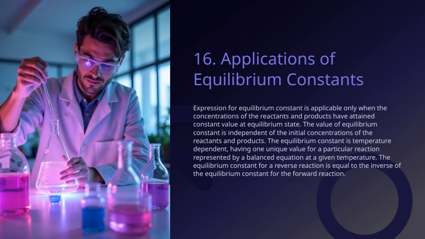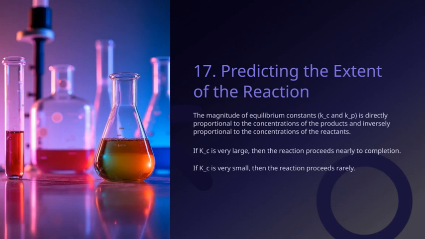And finally, if we look at the reverse of a reaction, the equilibrium constant for that reverse reaction is simply the inverse of the forward reaction's constant. This relationship helps us understand how equilibrium constants relate to each other in interconnected reactions. When Kc is very small, it means that the reaction doesn't happen very often, so it proceeds rarely. On the other hand, if Kc is very large, the reaction tends to go almost all the way to completion.